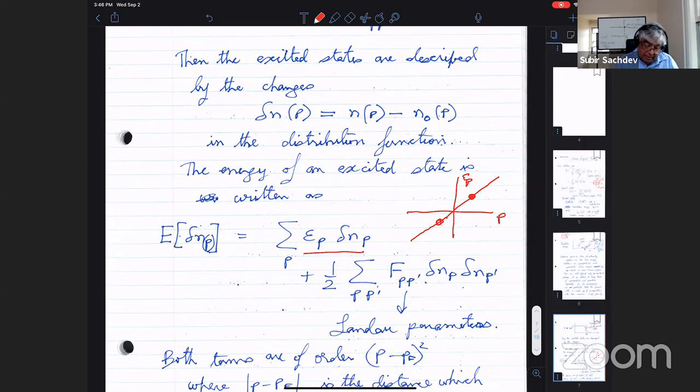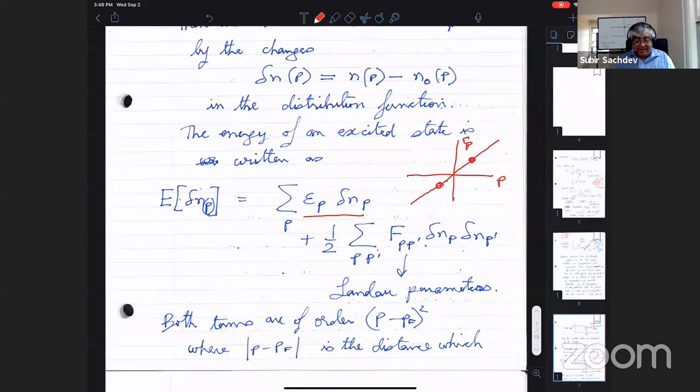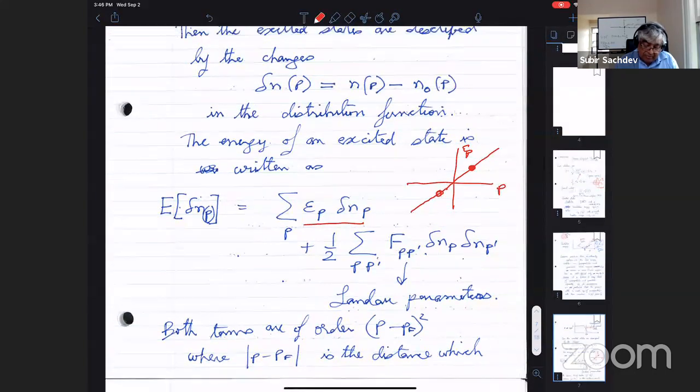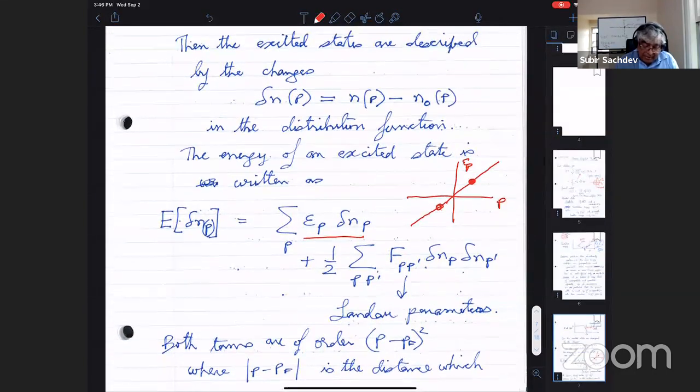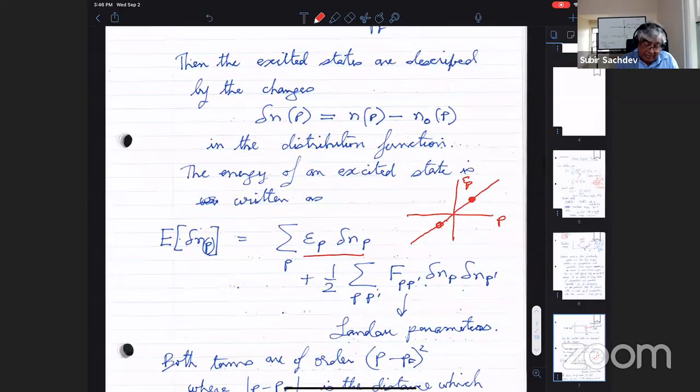All right. So far, everything I've done could also be done for free electrons. And now comes Landau's main insight: that to leading order, we can't just ignore the interaction between the quasi-particles. They live a long time.